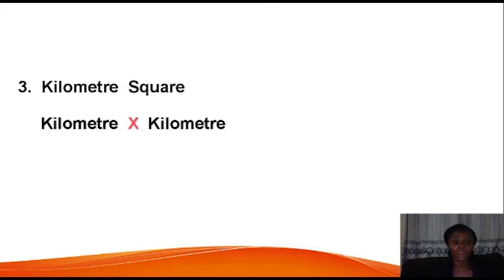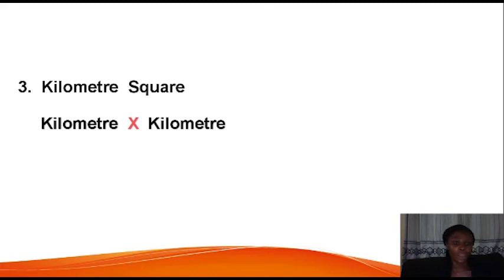Next one, kilometer square. Kilometer square is from what? Kilometer times kilometer. When we multiply kilometer by kilometer, we have kilometer square.